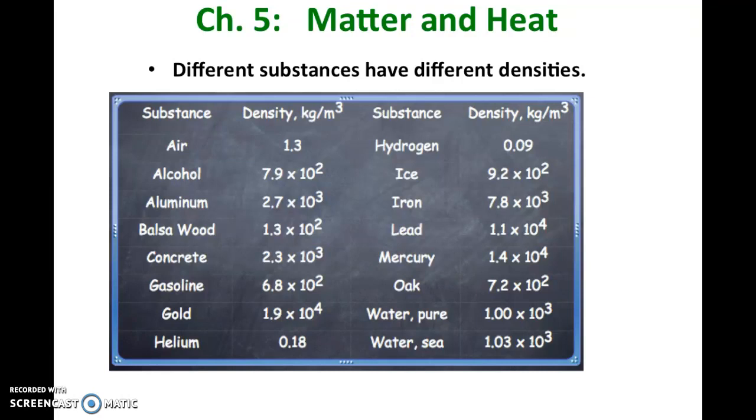This table lists the density of typical matter, from which we can see the density of air is 1.3 kilogram per cubic meter. Density of pure water is 1,000 kilogram per cubic meter. Seawater a little bit higher. Ice is 920 kilogram per cubic meter, less than pure water, and so on.